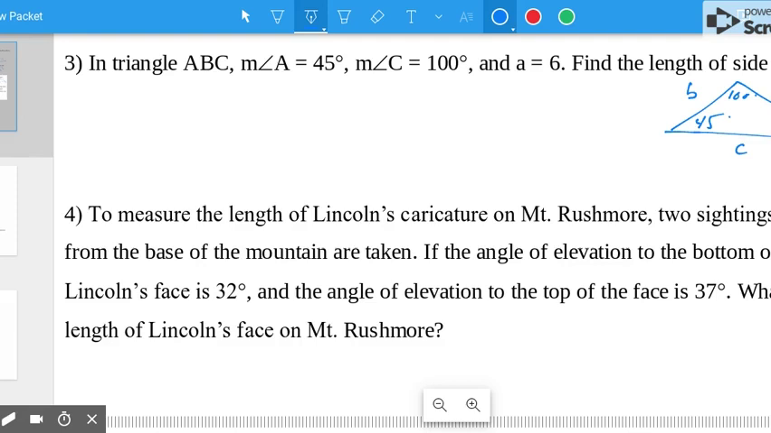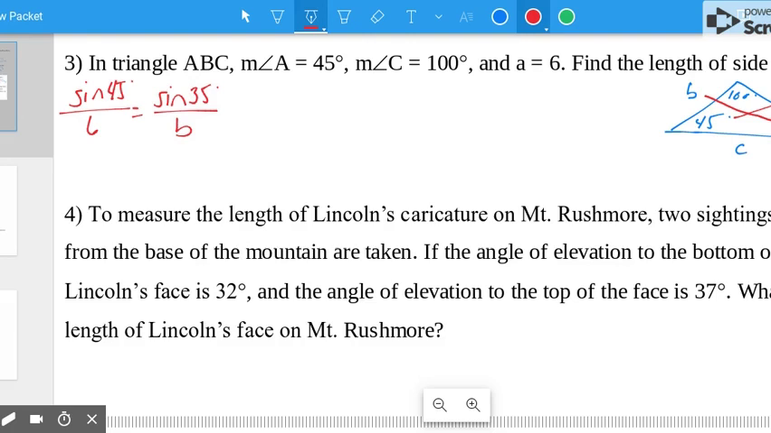So now to find the length of side B, we can simply use the law of sines because we have this angle and it's across, and then we've got the angle that we just found, 35 degrees, across from the side that's missing. So if we set that up, we've got sine of 45 degrees over 6 equal to sine of 35 degrees over this missing side we're trying to find, B.